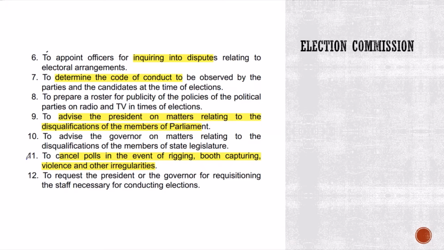Also, number 11, this is also very important: to cancel the polls. An independent body to ensure free and fair elections must also have sufficient teeth. If the model code of conduct or its rules are broken, then it should have the power to even cancel the polls. So if you have rigging, booth capturing or any violence, they can cancel polls. And it has happened before.